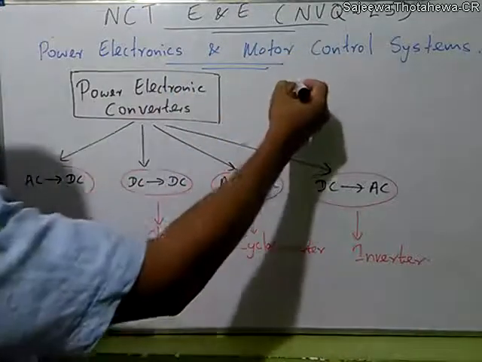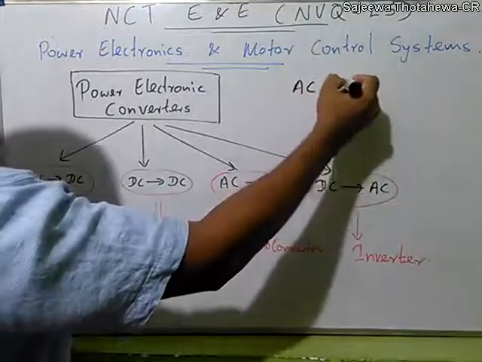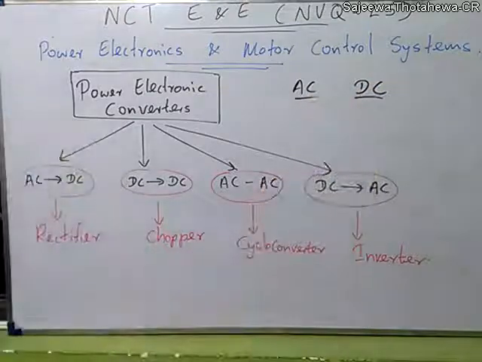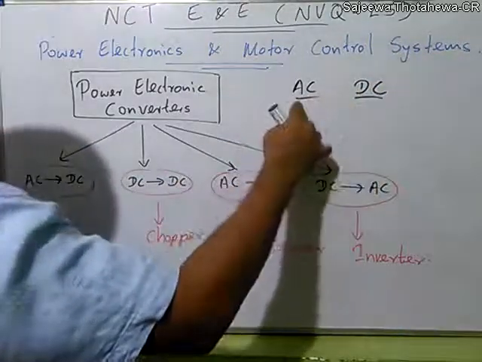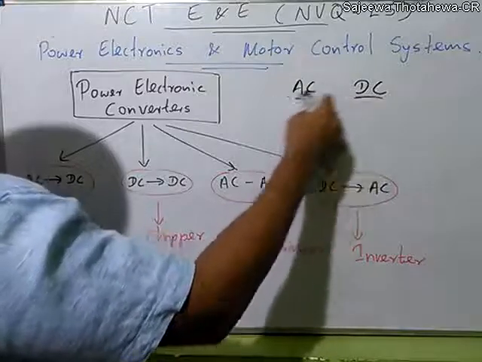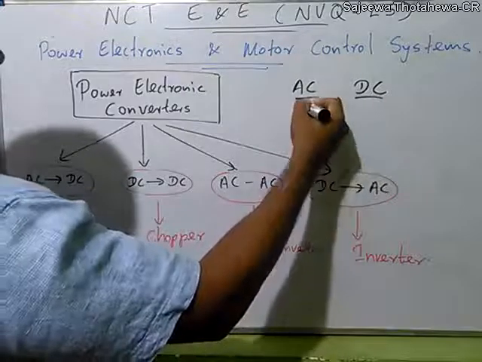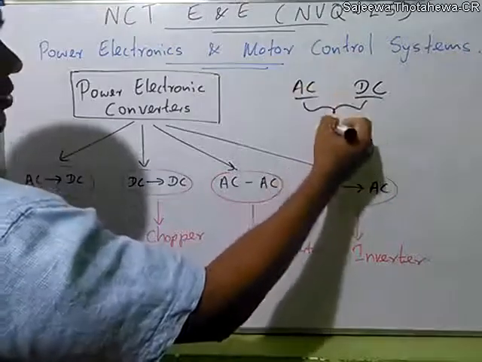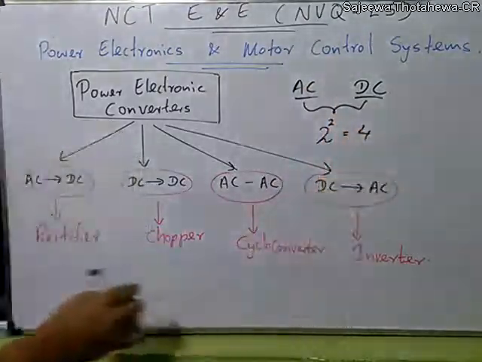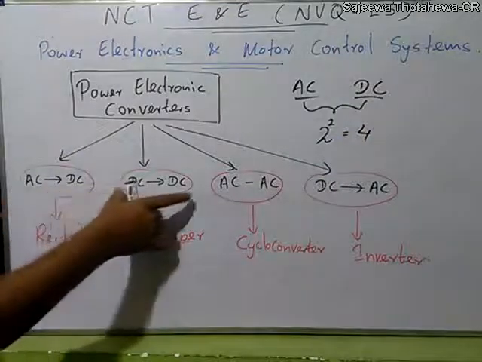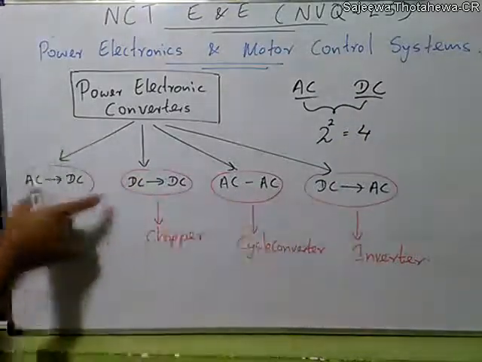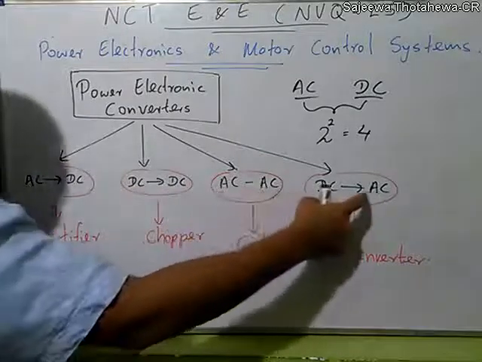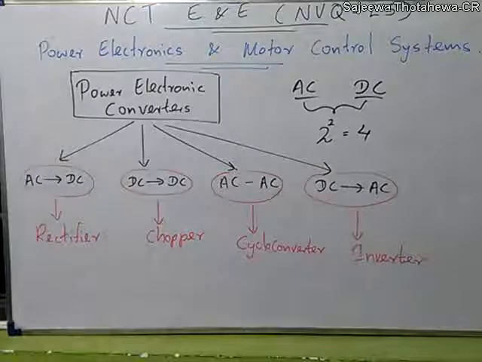Here we have the terms AC and DC. So we have four combinations among these two terms, right? Which is 2 to the power number of terms, 2 squared equals 4. You can see here four combinations: AC to DC, DC to DC, AC to AC, and DC to AC.